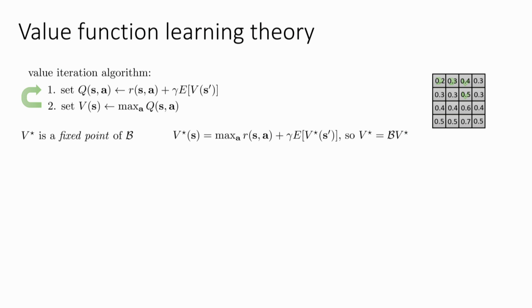Here's a sketch of how we can study this question. Again, what I'll show next is not a full proof. It's just a sketch, but you can go through the proof on your own. It's actually not very complicated. So we can prove that value iteration reaches V star because B is a contraction.